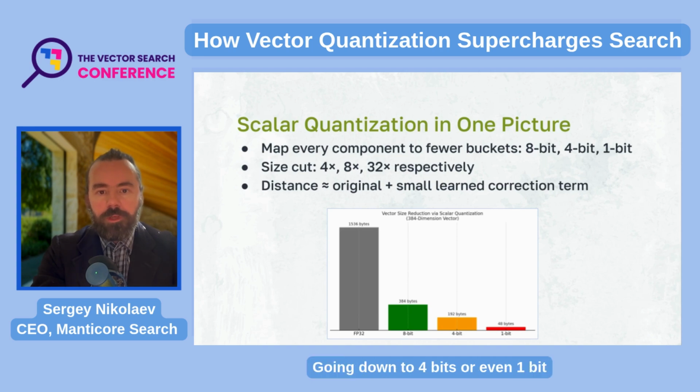In practice, halving to FP16 or quartering to 8 bits barely nudges recall and costs no speed. Going down to 4 bits or even 1 bit does blur things, but the vectors are so small and the math so cheap that we can pull a larger candidate set and re-rank it with the original floats. The net result: huge memory savings, lightning fast first pass, and after rescoring we still deliver the right answers.